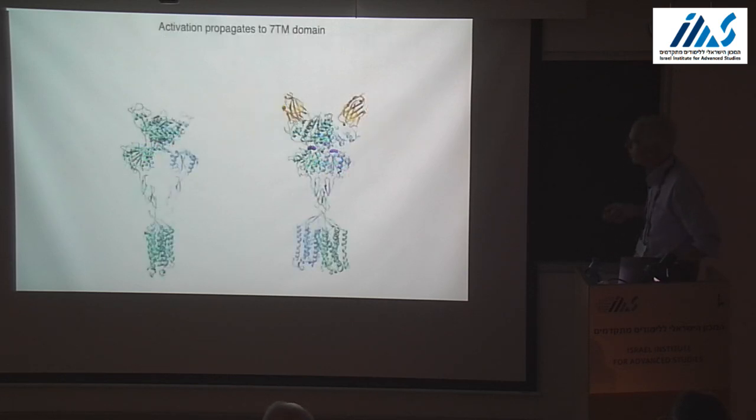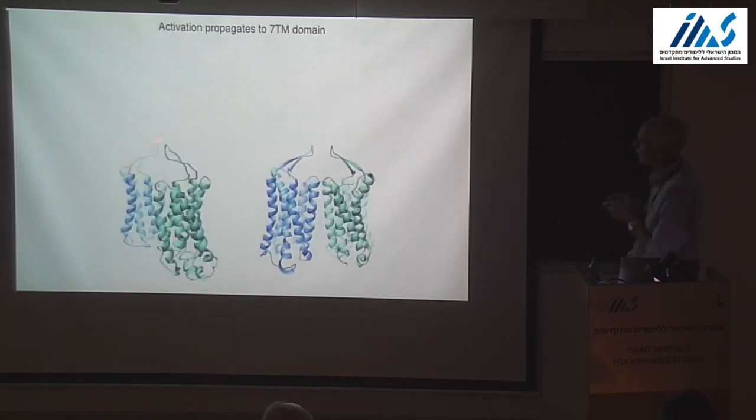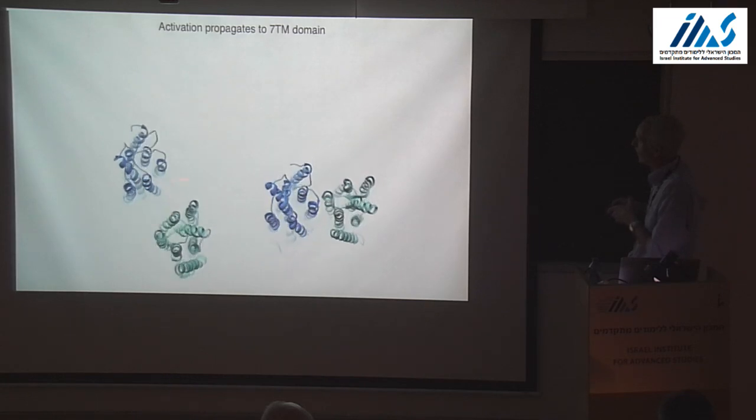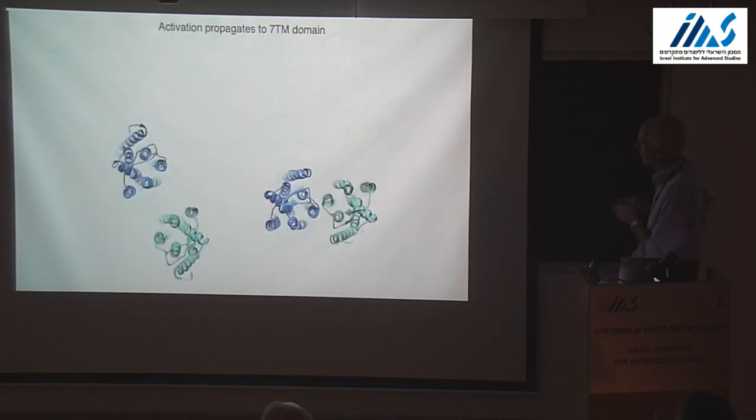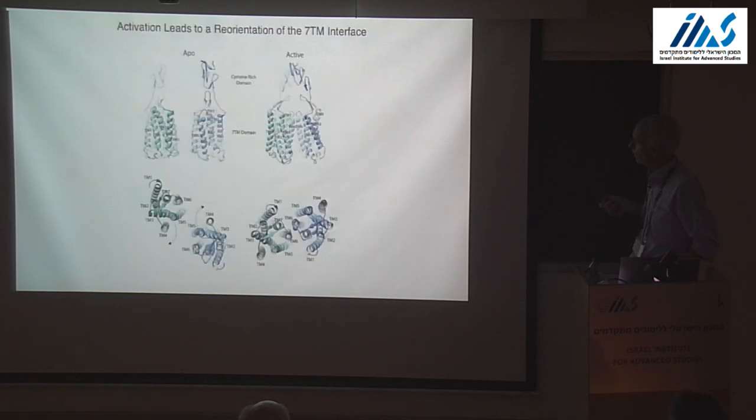And then what happens to the transmembranes? In the inactive state, they're separated. In the active state, transmembrane 6 and 6 interact with each other. And this just summarizes that the nanobody is able to stabilize the closed conformation, and this allowed us to get a stable state for structure determination. And these are the conformational changes in going from the apo state to the active state.